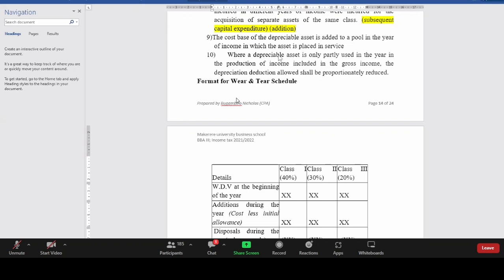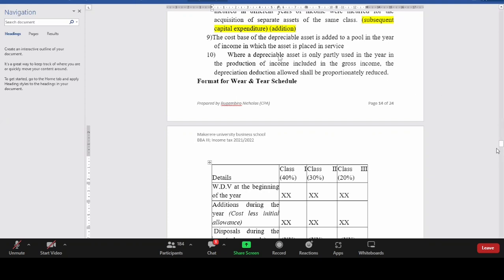That subsection 10, where a depreciable asset is only partly used in the year in production of income, including the gross income, the depreciation deduction shall be proportionately reduced. So if you put an asset into use, whether it is partially used, whether it is 2 months, we'll charge it depreciation, but on a pro rata basis for that period. If it is 3 months, you will charge it 3 months in that year in which you first put it into use.